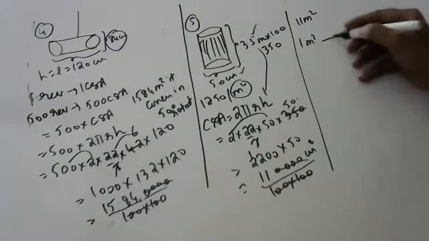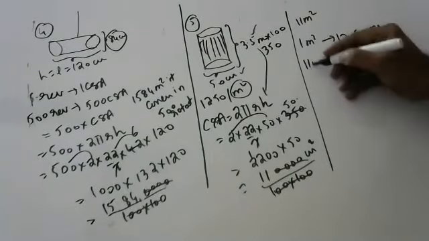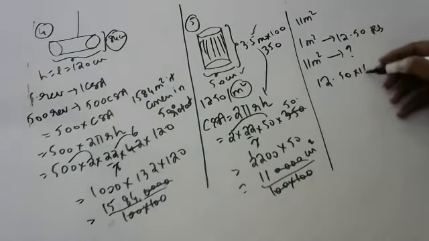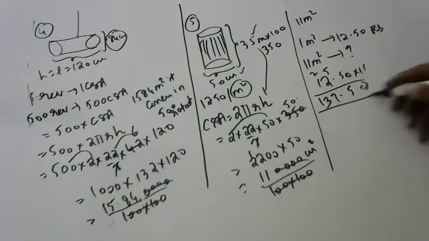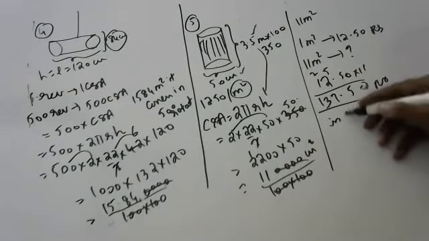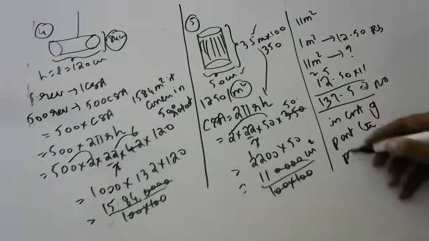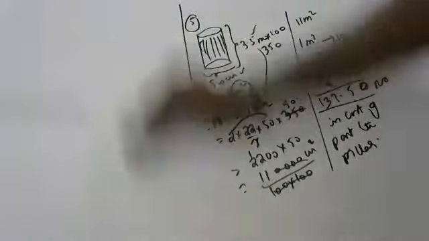1 meter square painting is 12 rupees 50 paisa. So 11 meters square is how much? So 12.50 into 11. 137.50 rupees is the cost of painting the pillar. Okay, children, hope you understood. Next sum, sixth sum.